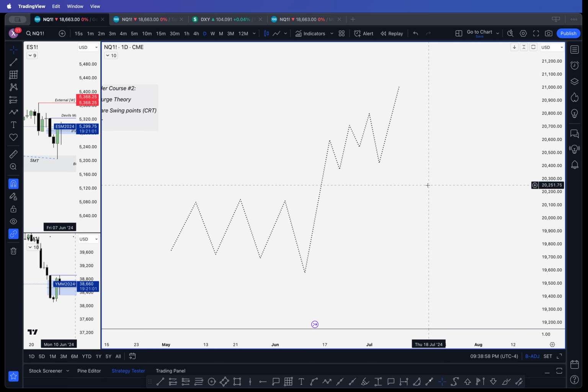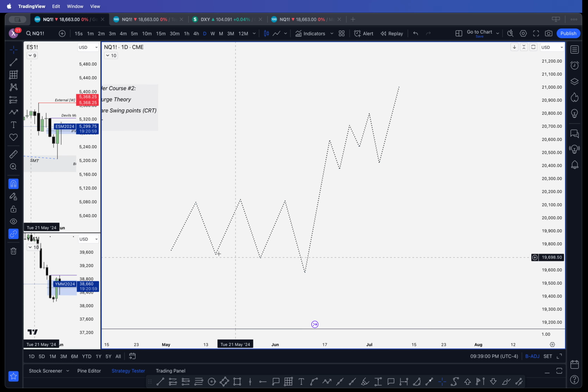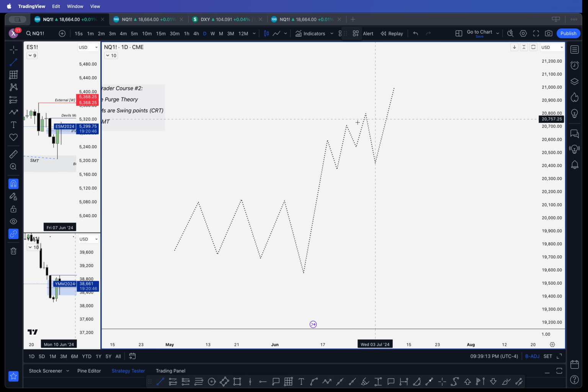So in the same way that we get accumulations usually purging both sides of the range, the double purge theory talks about how market makers will at times, leading up to a large institutional move, take out both sides of the market. So they will liquidate both parties of liquidity.